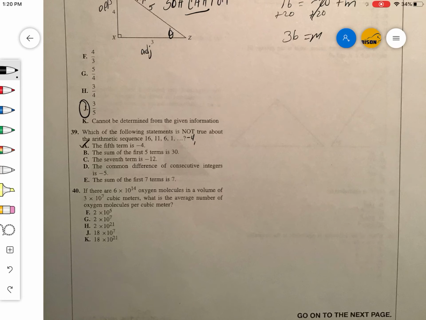The sum of the first 5 terms is 30. Well, let's add them up because we got them all. I got 16 plus 11 plus 6 plus 1 plus negative 4. That gives me 30. So B checks out.